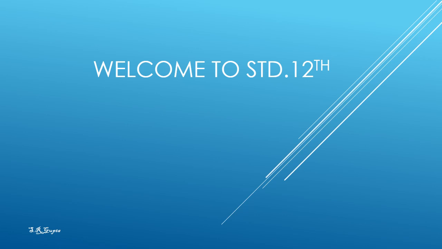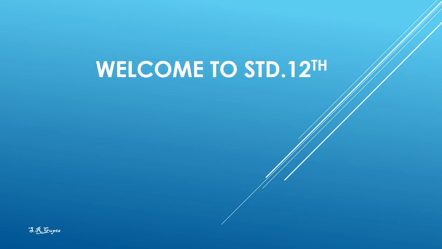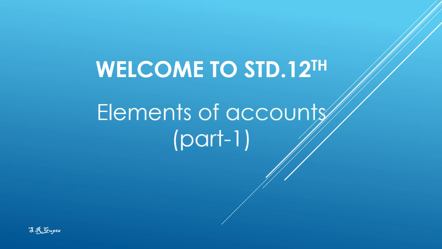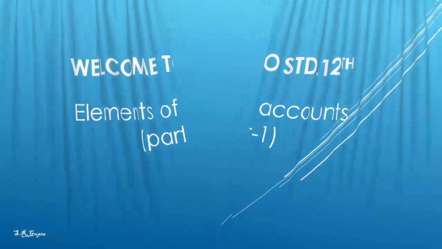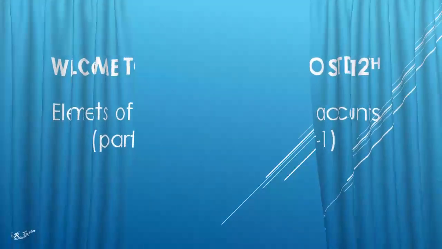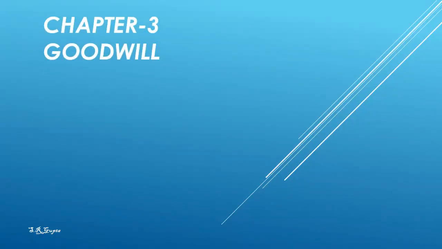Today we are going to start our accountancy part 1, lesson number 3, Goodwill. Chapter number 3, Goodwill. It is a very short and simple lesson. It starts on page number 89 to 106.